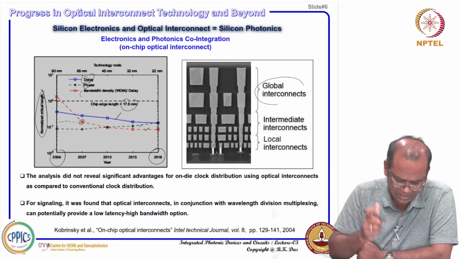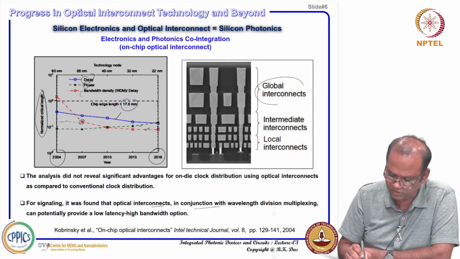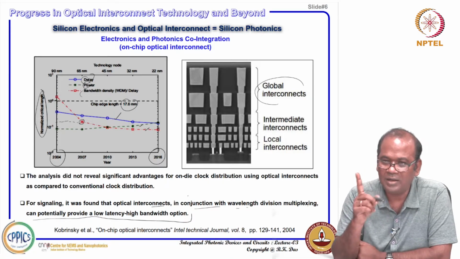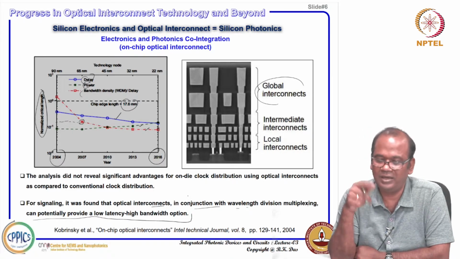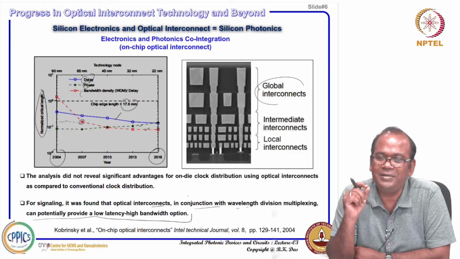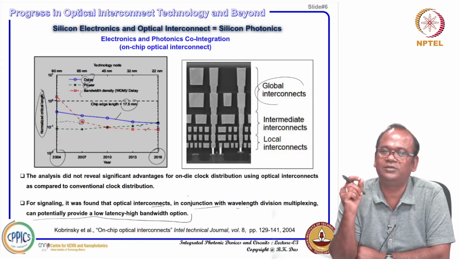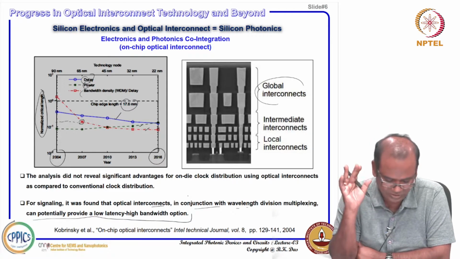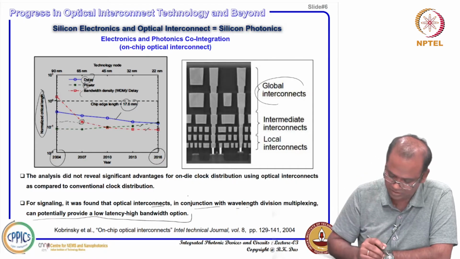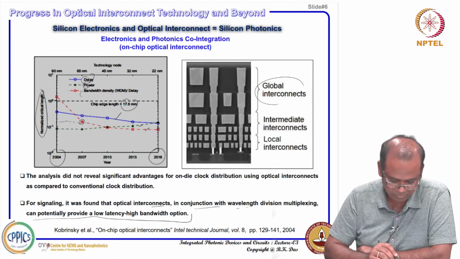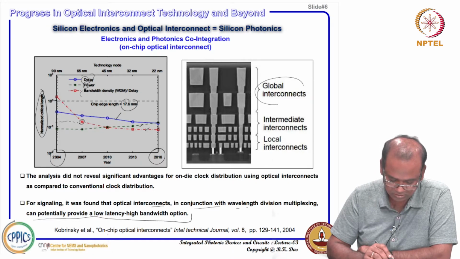Okay. For signaling, it was found that optical interconnects in conjunction with wavelength division multiplexing can potentially provide low latency. So, only one channel is not sufficient. Again, it is re-emphasizing that multiple wavelengths are essential to actually get benefit out of the optical interconnect. That is the take home message, and that was demonstrated in one paper written by Kobrinsky et al. He is an Intel employee, and he has written an article on on-chip optical interconnects.